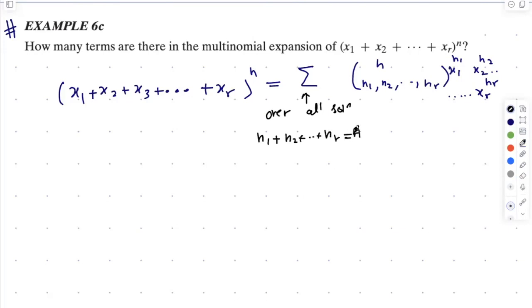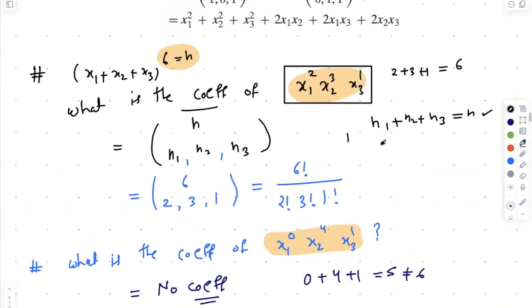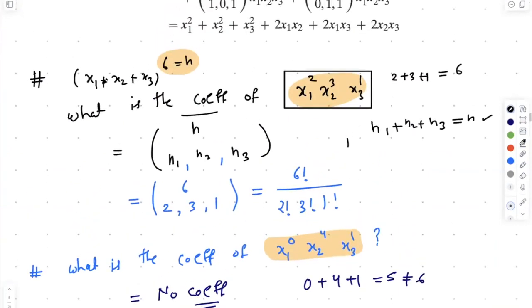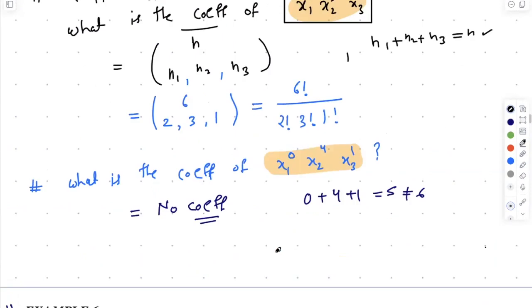Maybe we discussed a similar type of question in the previous example. There was an example (x1 + x2 + x3) power 6. I asked you, is this a term? That means some coefficient of this term should be in the expansion. The answer is yes. And how? Because the sum of the exponents is n. Here the sum of the exponents is not n, so this is not going to be a term here.